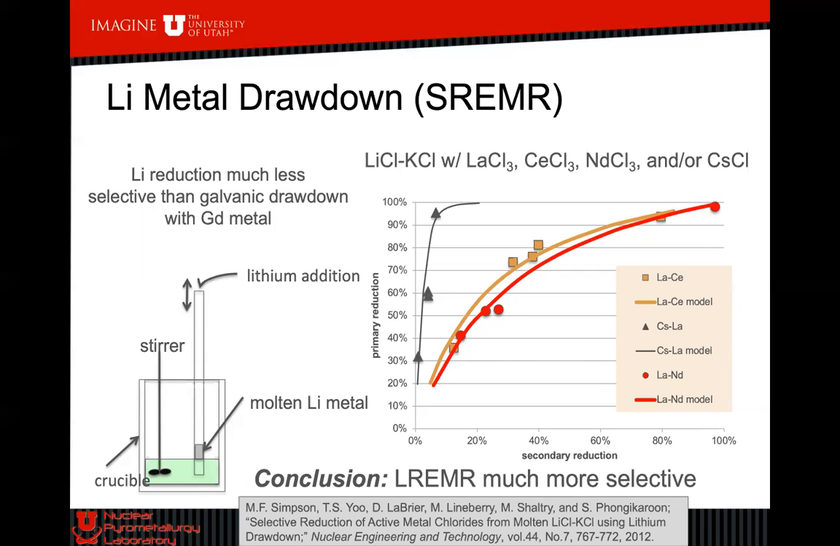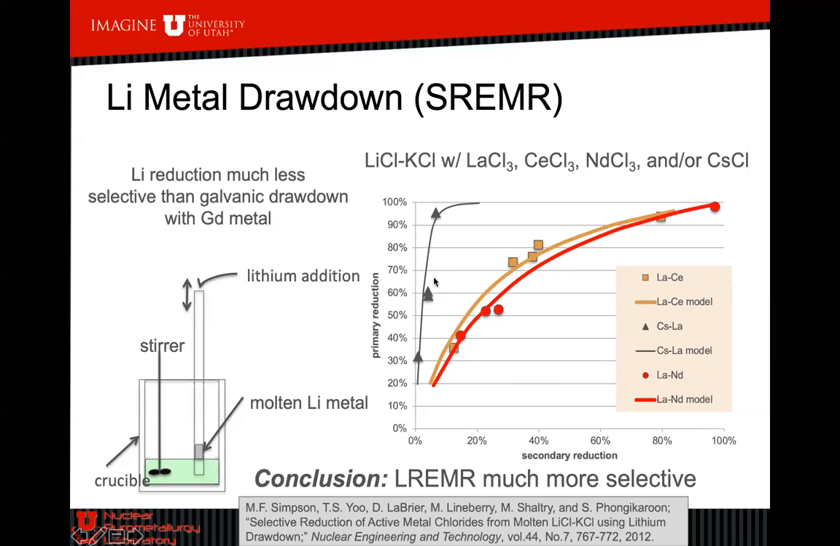selectivity. So what we'd like to do is, like we were doing experiments with lanthanum and cerium. We'd like to be able to reduce one but not reduce the other. And this shows we can't. You're getting a pretty even reduction, both of them are reducing along these curves.